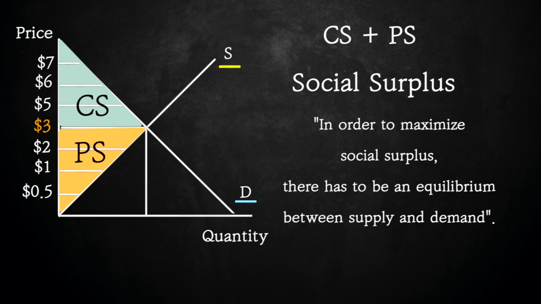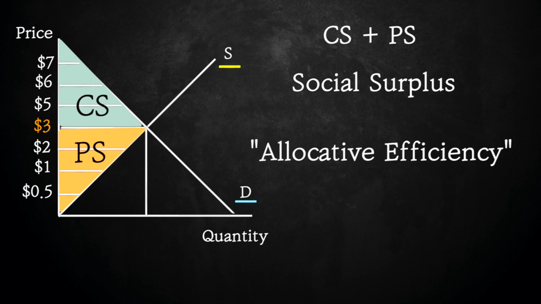In order to maximize the social surplus, there has to be an equilibrium between supply and demand. When a market is in equilibrium, with no external influences, it is said to be socially efficient, or in a state of allocative efficiency. This means that resources are allocated in the most efficient way from a society's point of view. The most optimum price and quantity would thus be the intersection point of supply and demand, where social surplus is maximized.